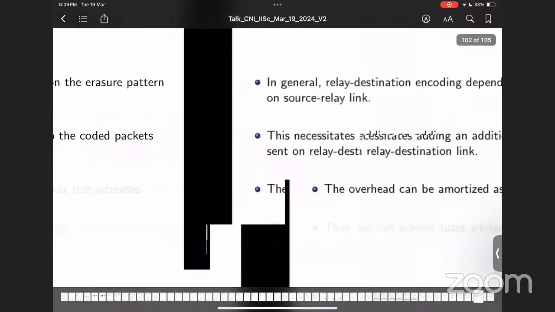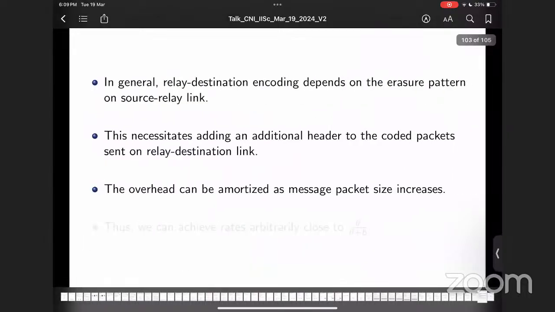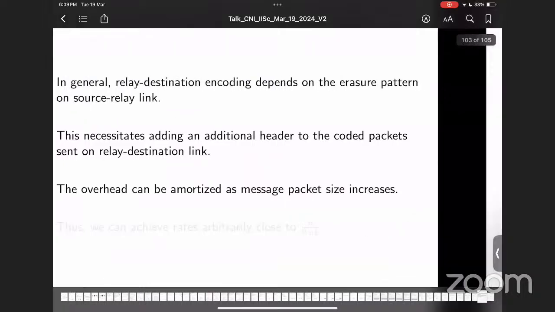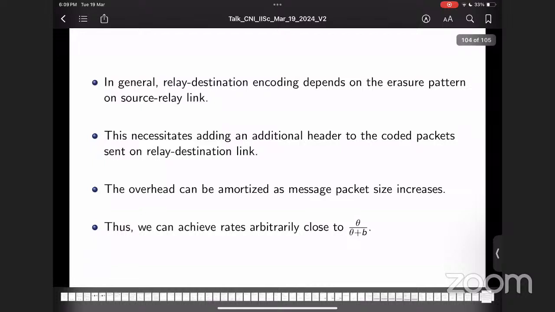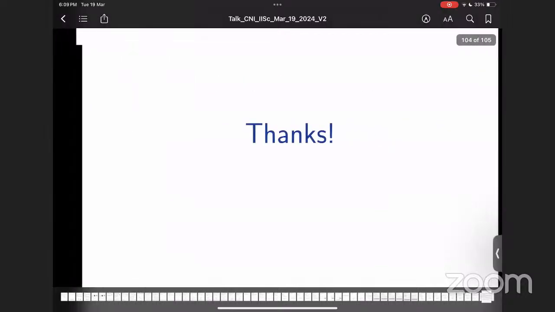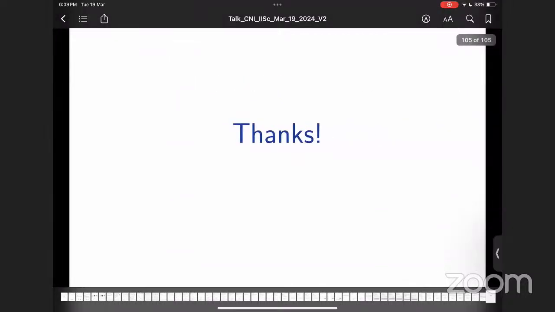In general, since the relay to destination link encoding depends on the erasure pattern seen on the source to relay link, we might have to add some extra header to the relay to destination packets. That will slightly decrease the rate. But the good thing is that we can amortize that by increasing the message packet length. That way we'll still stay close to the optimal rate. And that's it. Thank you.